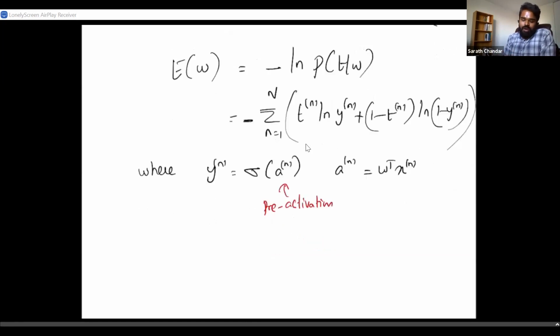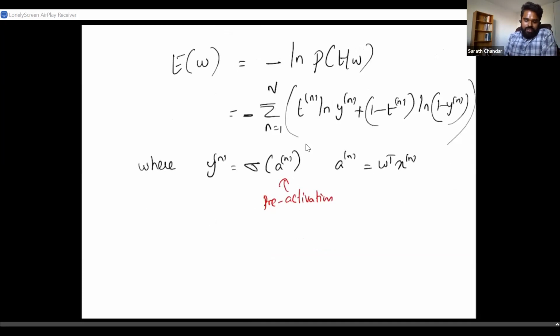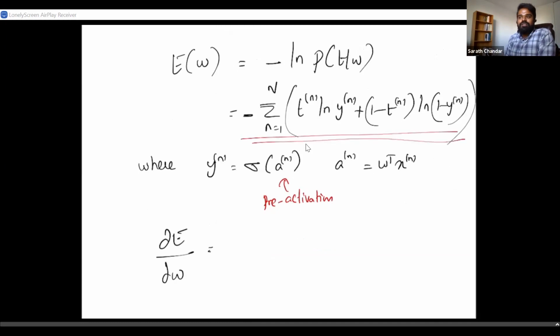Now we want to do gradient descent here, which means we need to find dou E by dou W, right? This is where we are going to use your basic calculus. I'm interested in differentiating E with respect to W. Do you see W in this equation? No, you don't see W in this equation. You only see y.